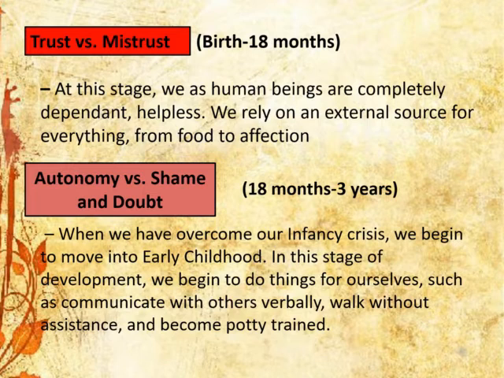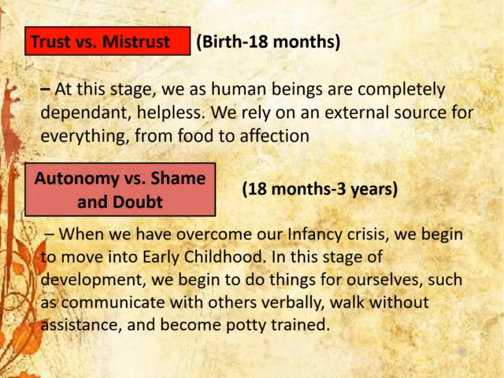Stage 2 is early childhood or anal muscular stage, the autonomy versus shame and doubt, from 18 months to 3 years old. According to Erikson, children at this stage are focused on developing a sense of personal control over physical skills and a sense of independence.